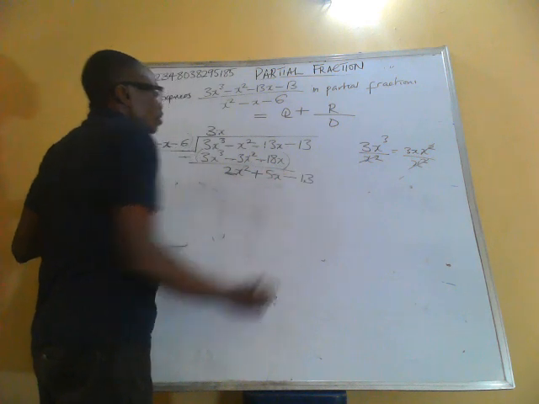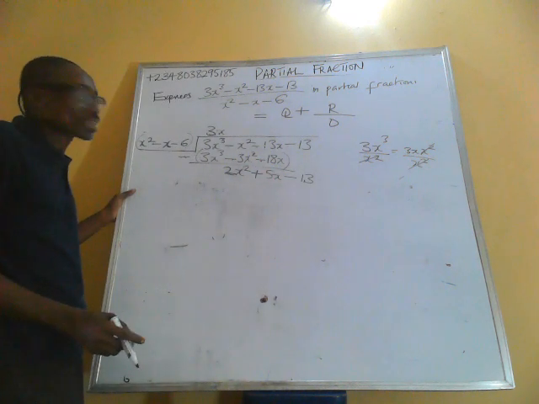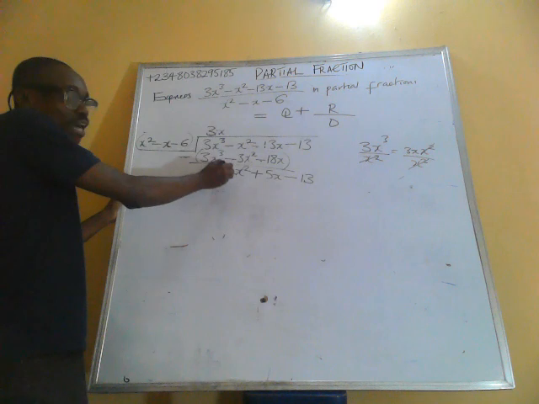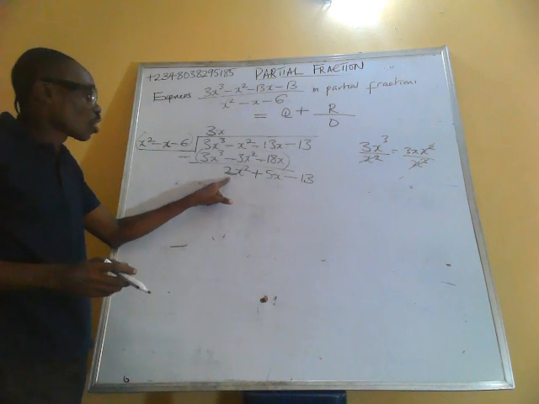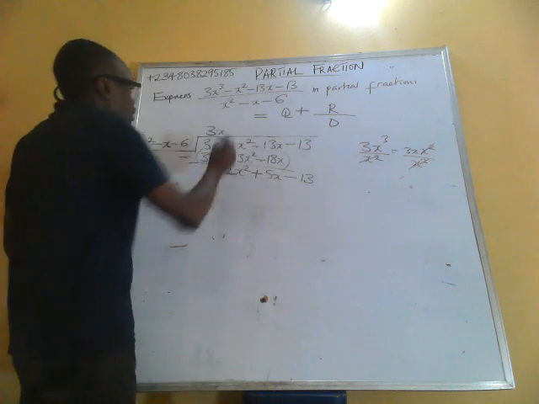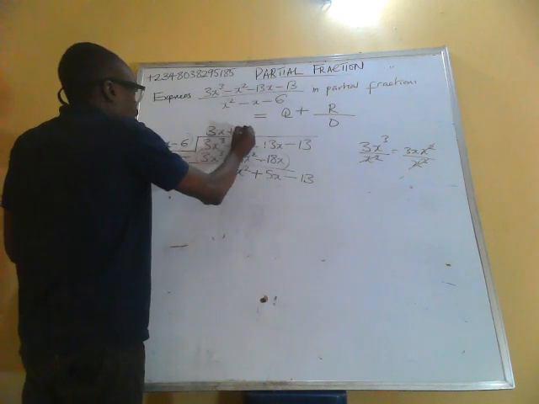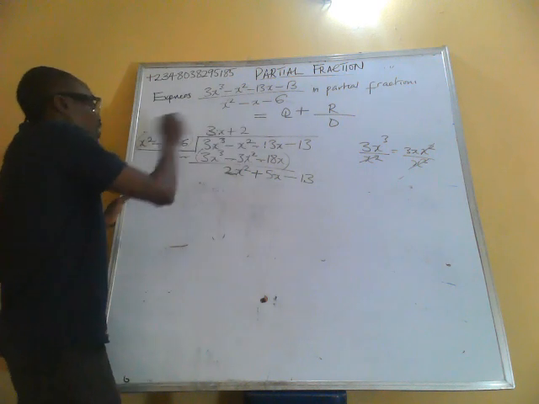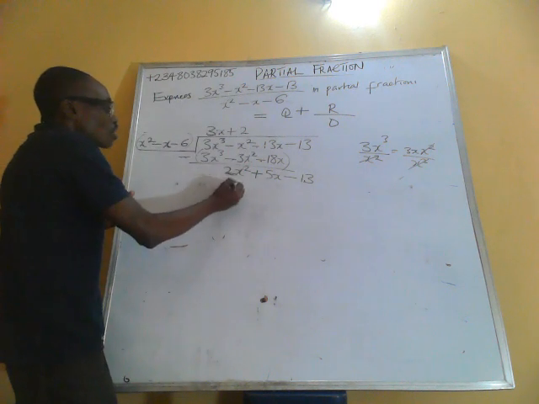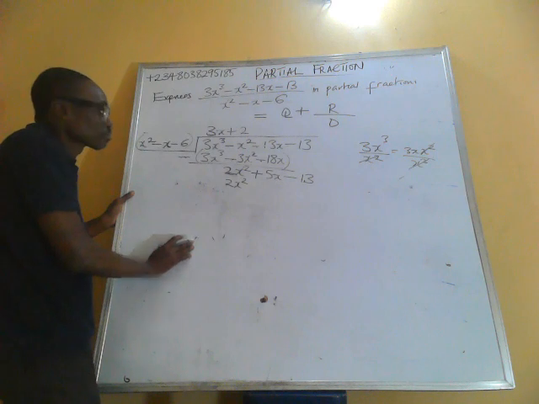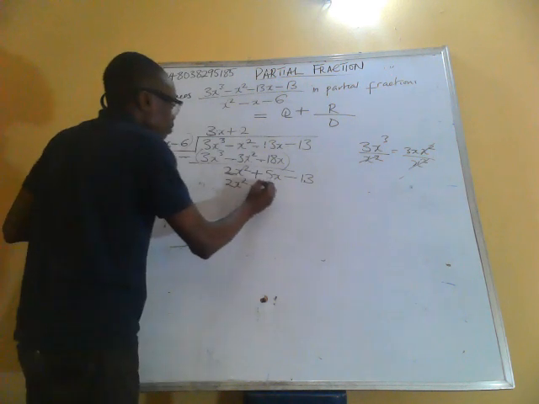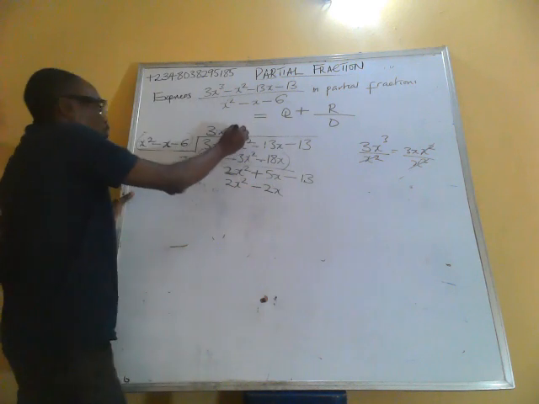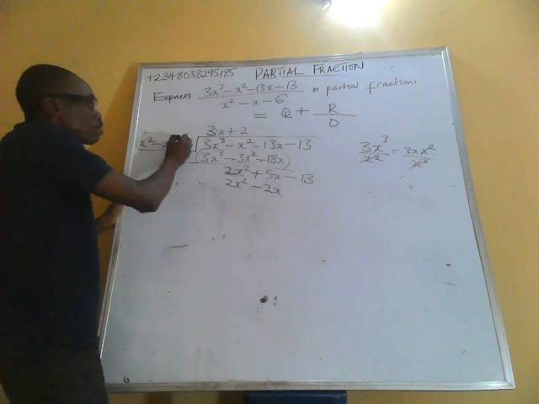Okay, so next, can this divide further? Yes, it can divide. So you have x squared into 2x squared is what? That will be 2, so you have plus 2. So 2 times x squared, you have 2x squared. 2 times minus x, that will be minus 2x. Plus 2 times minus 6, that will be minus 12.